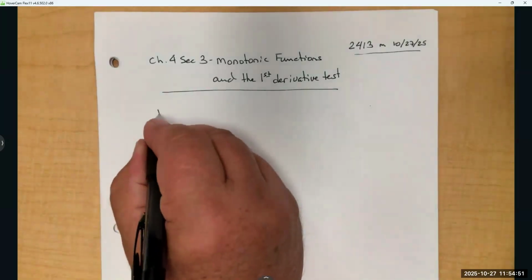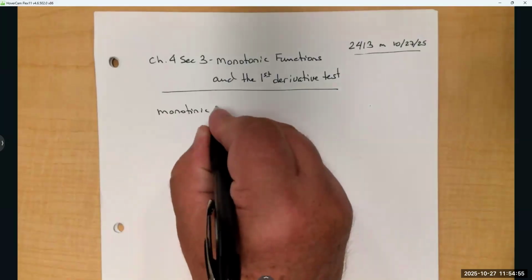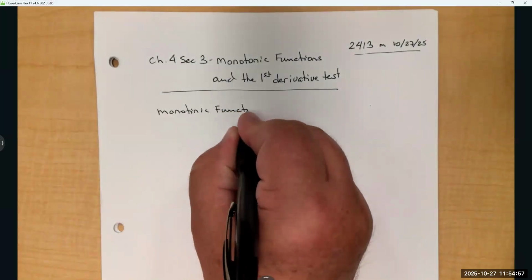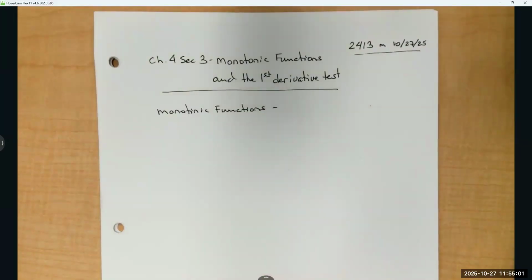Let's first define monotonic functions. What does monotonic mean?